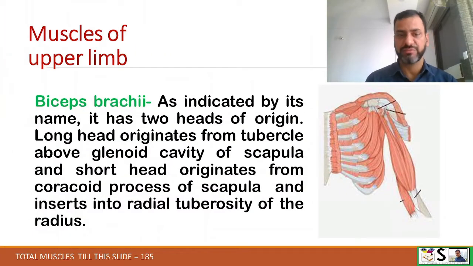Biceps brachii, or normally we call it biceps. As indicated by its name, it has two heads of origin. The long head originates from the tubercle above the glenoid cavity of scapula, and the short head originates from the coracoid process of the scapula, and it inserts into the radial tuberosity of the radius.